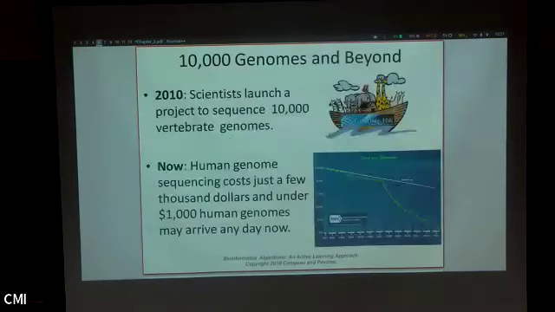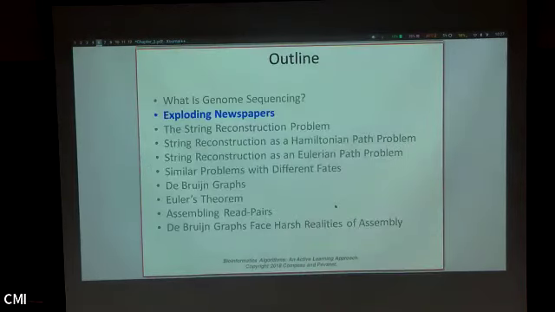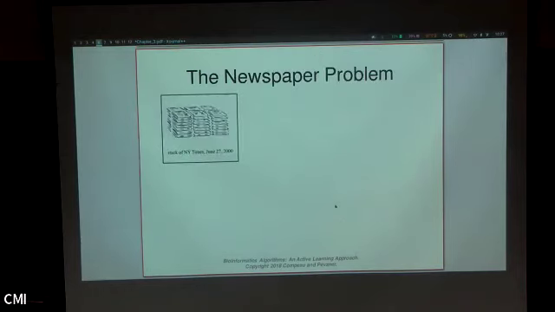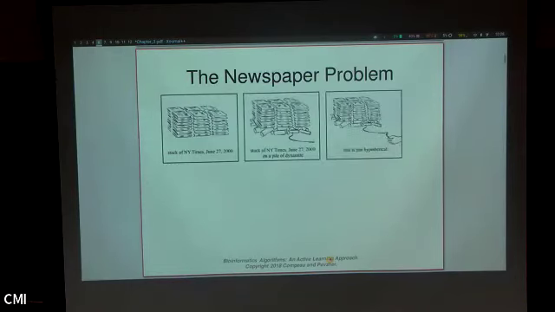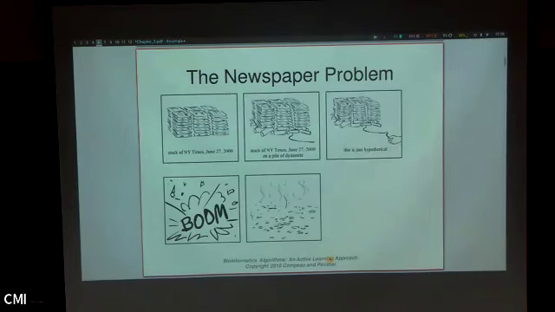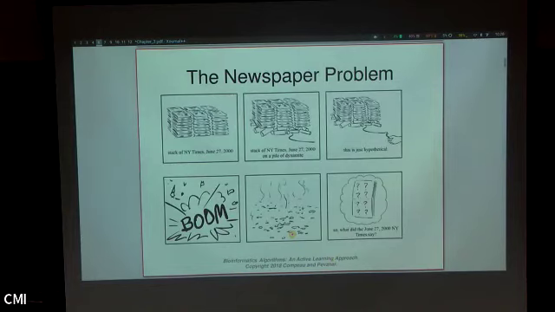So you can think of the genome assembly problem as exploding newspapers. This is from a book by Compeau and Pevzner. Supposing you have a stack of newspapers and you apply some dynamite to them and they explode. Don't try this at home. But what you have is a whole bunch of fragments like this, and the task is to reconstruct just one copy of that newspaper. You don't want all of them because they're all identical.